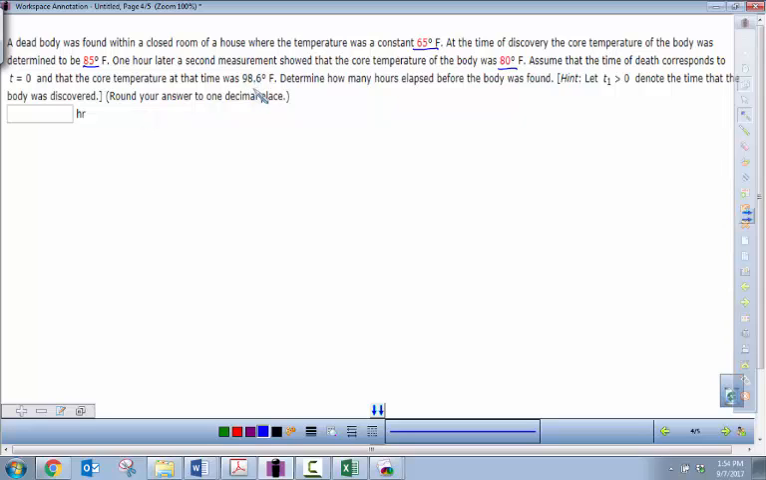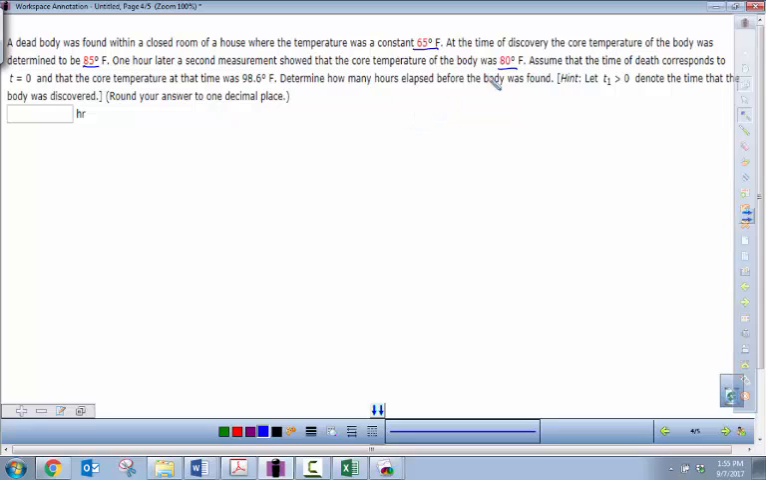the core temperature is 98.6. So this is some time later. Determine how many hours elapsed before the body was found. So let T1, bigger than 0, denote the time that the body was discovered. All right, so there had to be some adjustment.